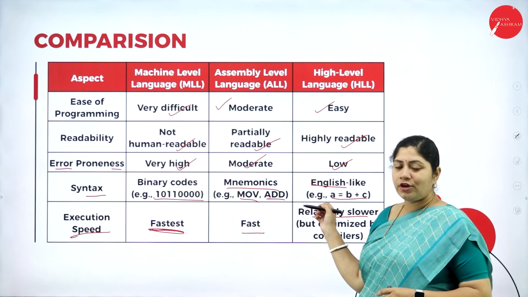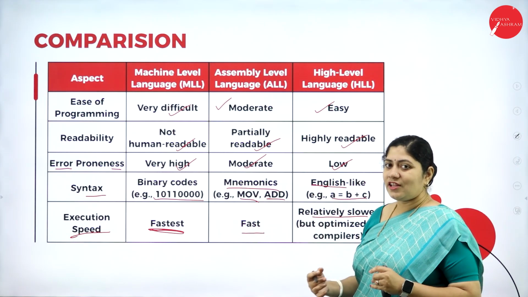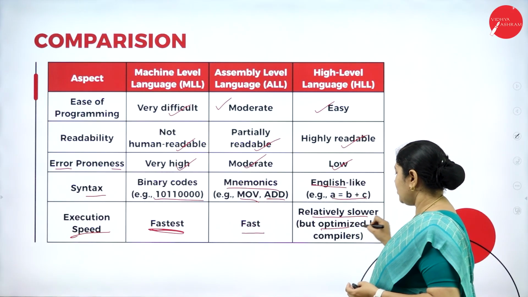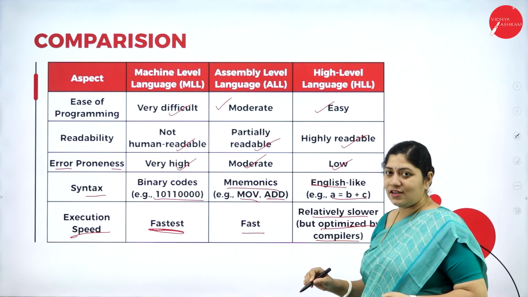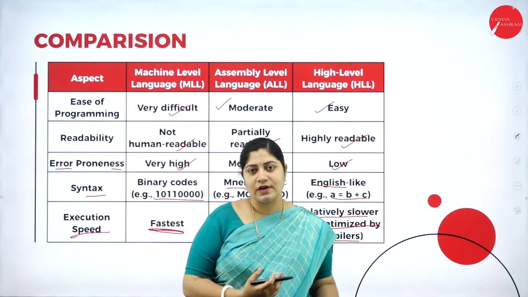As it's slower, we add some interface in order to make it quicker. That's by adding compilers along with it. So it is optimized by adding the compilers. So this is all about the comparison of three different languages.